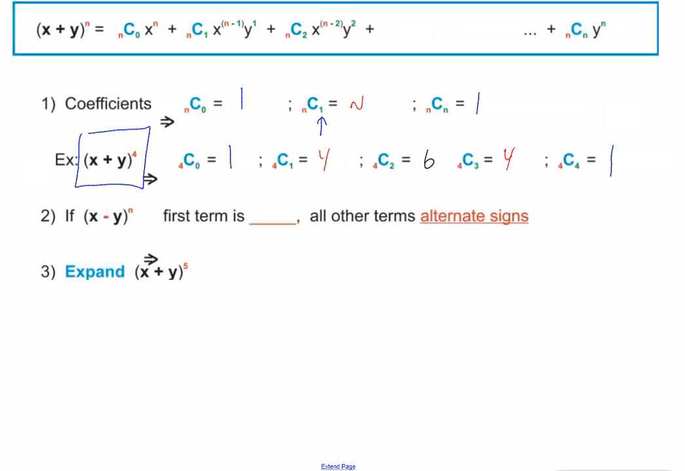One thing to know: let's suppose they stuck a minus in between the terms. Well, the first term is positive, and then all the other terms alternate. All you have to do is alternate signs.